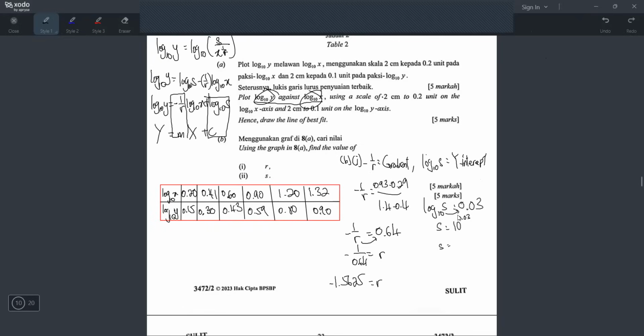So now you press 10 power 0.03. Okay, my calculator gives me 1.072. Okay, so that's the answer. Actually, you can write 1.1 also, that's fine, right? You can write 1.1 also. But I will write 4 significant figures. So 1.072. Okay, so that's it.